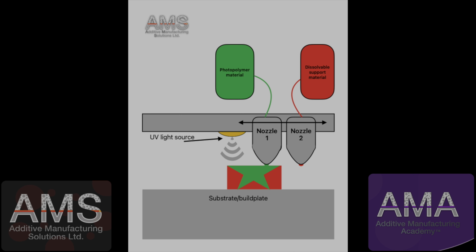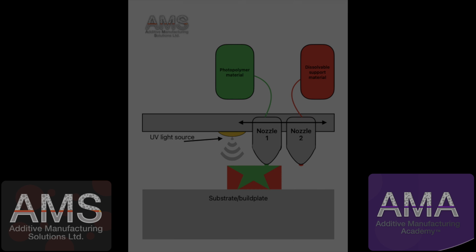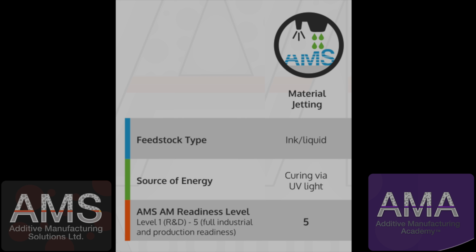This ink or liquid is cured via UV light and allows the part to become relatively solid very quickly. Material jetting has great impact in the future of polymer large production and is a very adaptable process that allows you to compete quite consistently with injection molding. For those reasons, AMS has given the AM readiness level of 5 for material jetting.